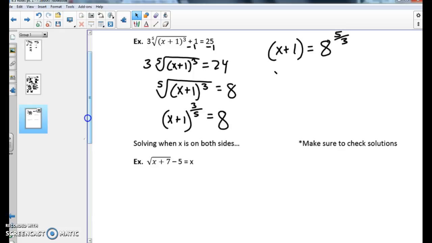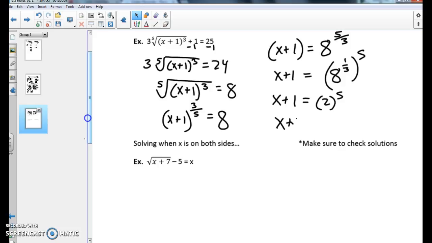Okay, how do we think of 8 to the 5/3? Well, I'm going to break that down into 8 to the 1/3, to the 5th. So x plus 1 equals 8 to the 1/3, which is 2, to the 5th. So x plus 1 equals, anyone know 2 to the 5th? That would be 32. And then subtract 1, x equals 31.